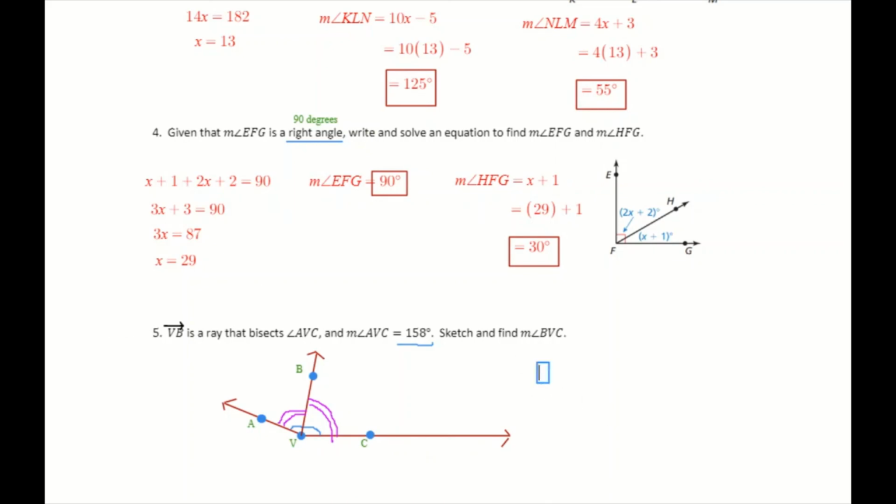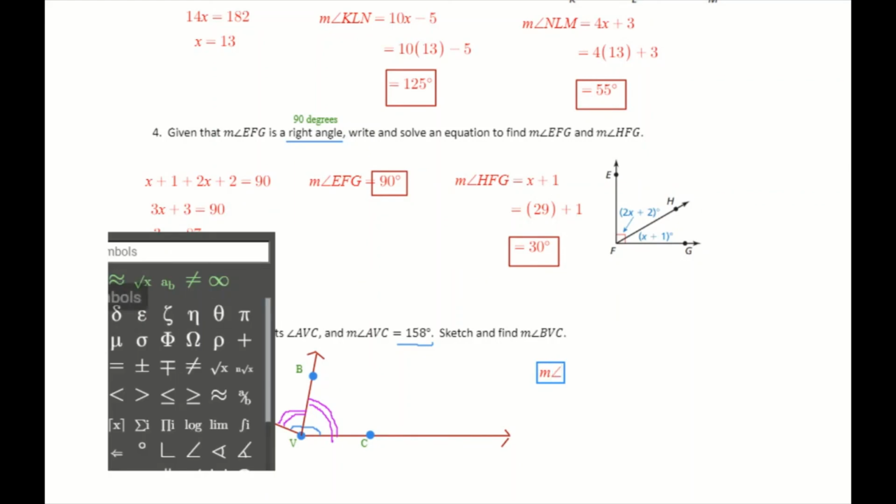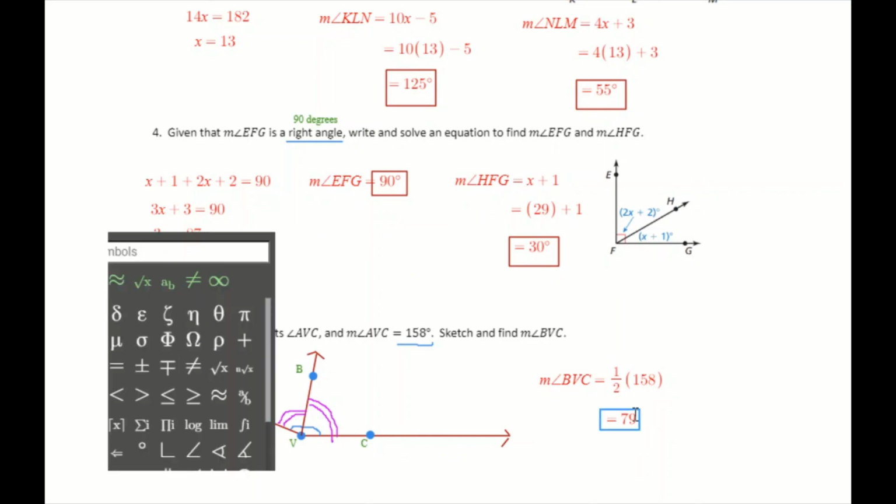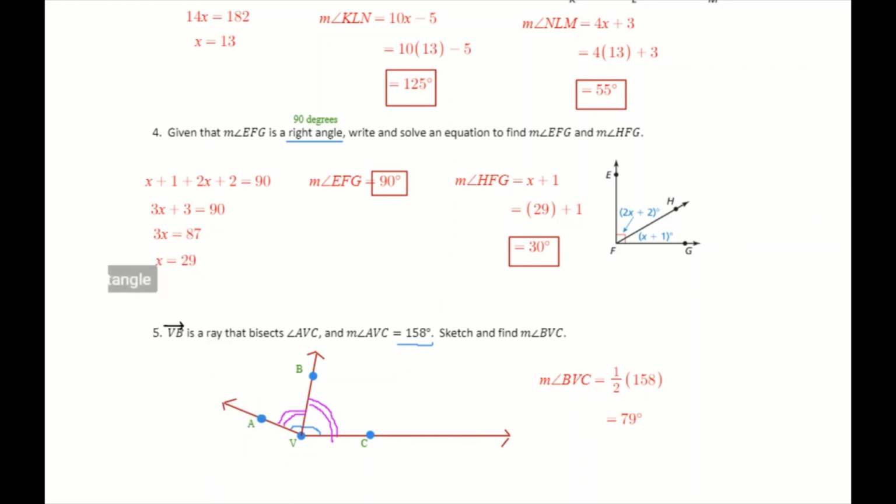Okay, so if I want BVC, it's just going to be half of this overall angle. So the way I'm going to set that up is I'm going to say the measure of angle BVC, which is what it's asking us to find, is equal to half of that 158. Okay, and half of 158 is 79. So this will equal 79 degrees. Nope, didn't like that. Nope, wrong symbol. Okay, having trouble clicking on here. So there we go.